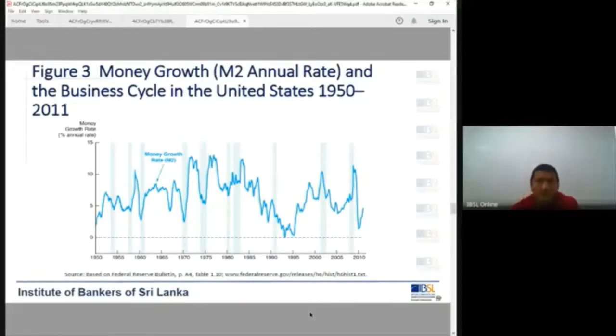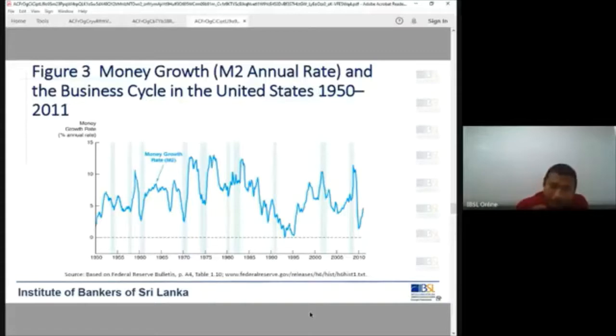Also in the early 1980s and early to mid 1970s, these were the oil price shocks, right? The oil prices increased. As a result, the US economy experienced negative growth. So these are the elements that you see in terms of money growth and business cycle behavior.